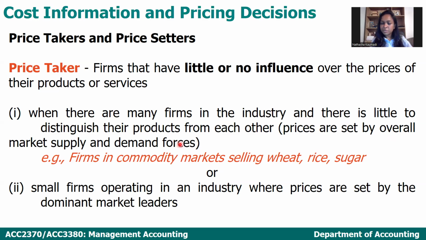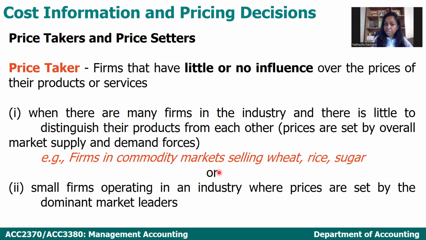That decided price will be taken by all the firms in the market. So no one firm is deciding the price. All firms are taking the already decided price based on the market supply and demand forces, right? They don't decide. So firms in a commodity market selling wheat, rice, sugar all have the same prices, right?